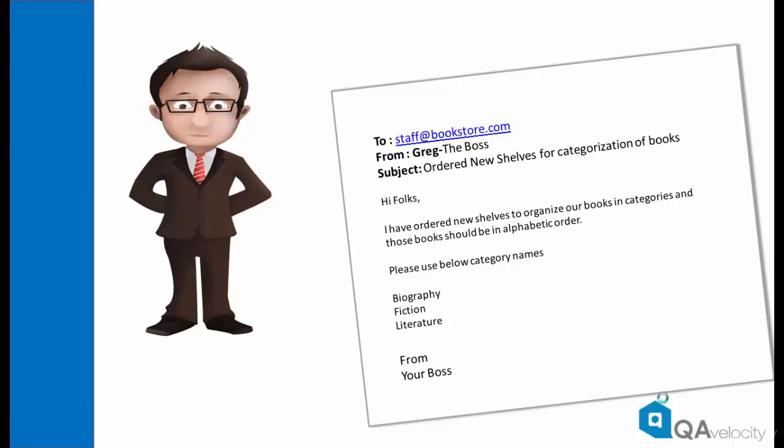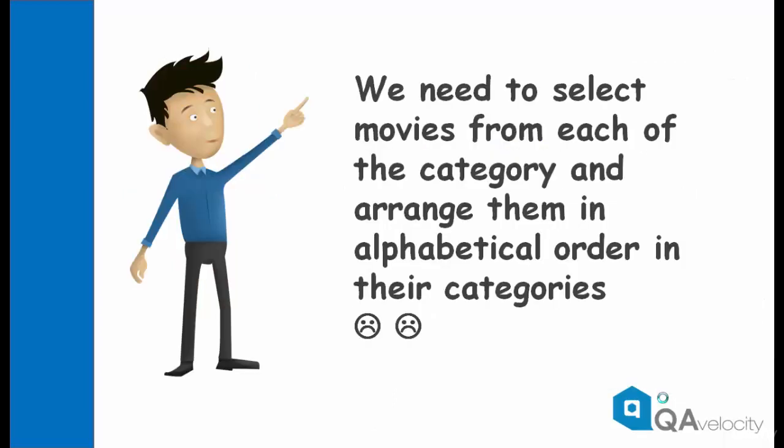So he wrote a mail: "Folks, I have ordered new shelves to organize our books in categories, and these books should be in alphabetic order. So please use the below category names: biography, fiction, literature."